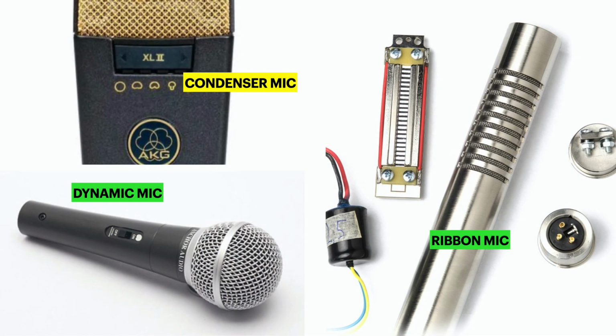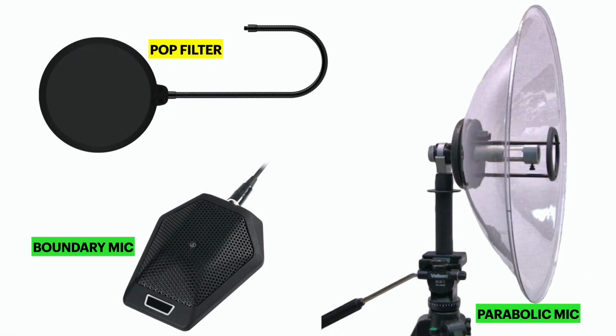Today we're talking about audio basics from chapter 6. We're going to talk about a few different types of mics: the condenser mic, dynamic mic, the ribbon mic. We'll also talk about the boundary mic, the parabolic mic, and pop filters.